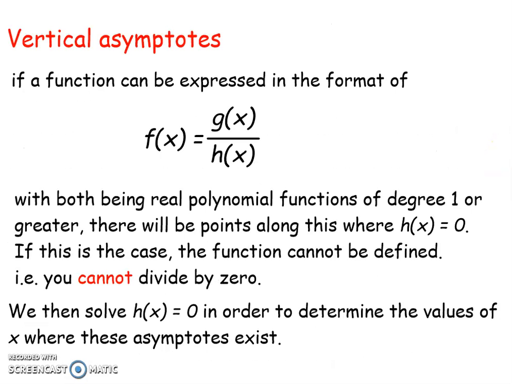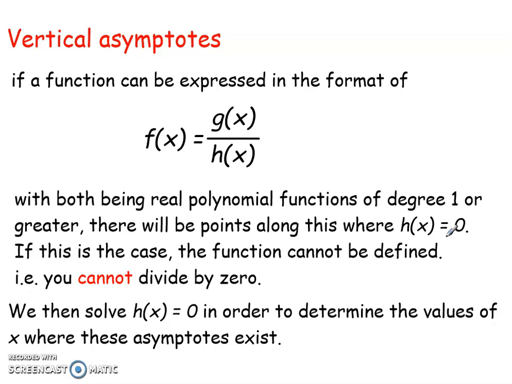Let's start by looking at vertical asymptotes. So if we imagine we've got a function f(x), and it can be expressed in the format g(x) over h(x). Now imagine both of these are polynomial functions of degree 1 or greater, with the denominator h(x) having a power higher than the g(x). We know at some point h(x) is going to equal 0, which means that at some point we are going to be dividing by 0. So we've got a vertical asymptote which exists for that function.